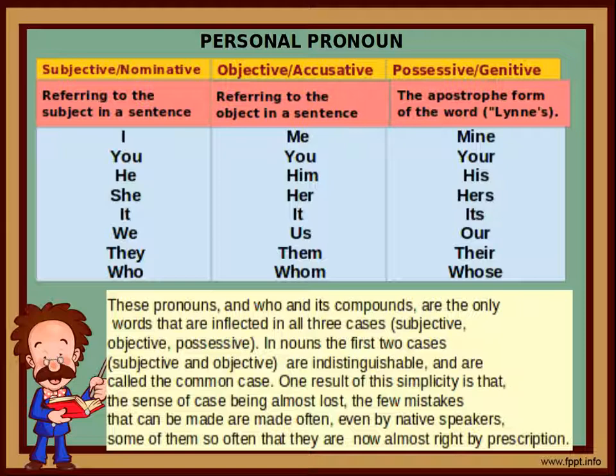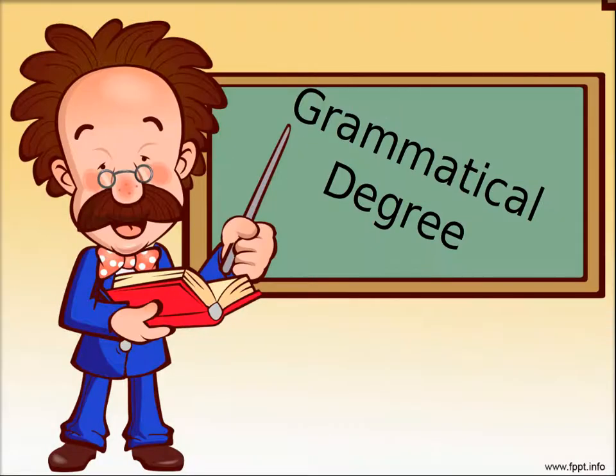In nouns, the first 2 cases, subjective and objective, are indistinguishable and are called the common case. One result of this simplicity is that the sense of case is almost lost. A few mistakes are made often, even by native speakers, some of them so often that they are now almost right by prescription.